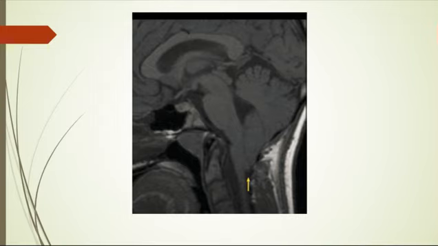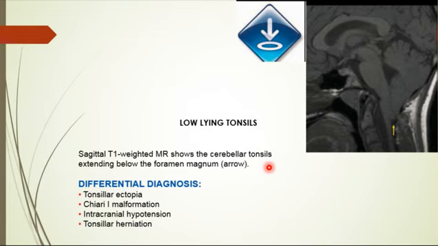You can see the cerebellar tonsils. This is the foramen magnum, and the cerebellar tonsils are herniated more than 5 millimeters. Some people say 3, some people say 5, some people say according to age. In general, more than 5 is definitely abnormal. So there are cerebellar tonsils extending below the foramen magnum. The differential diagnosis will be tonsillar ectopia, Chiari 1 malformation, intracranial hypotension, and tonsillar herniation for whatever reason.